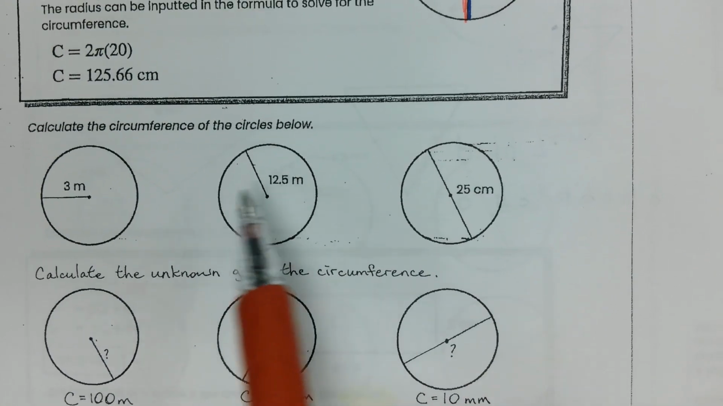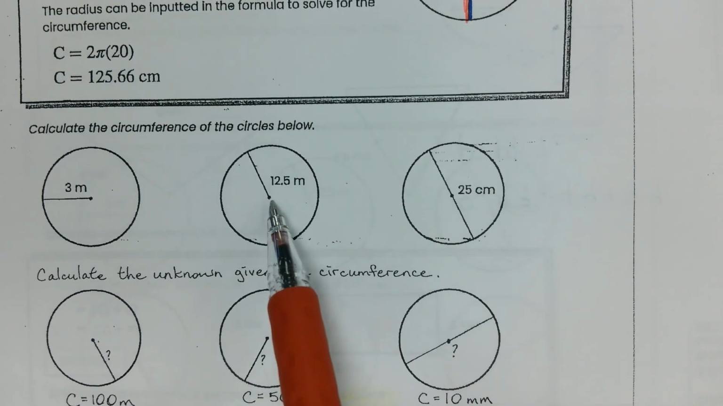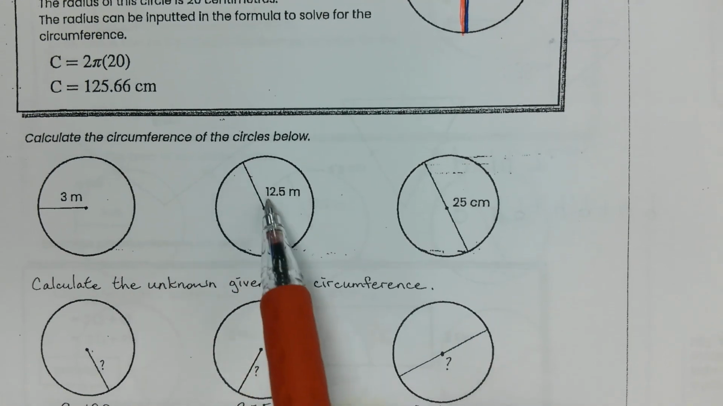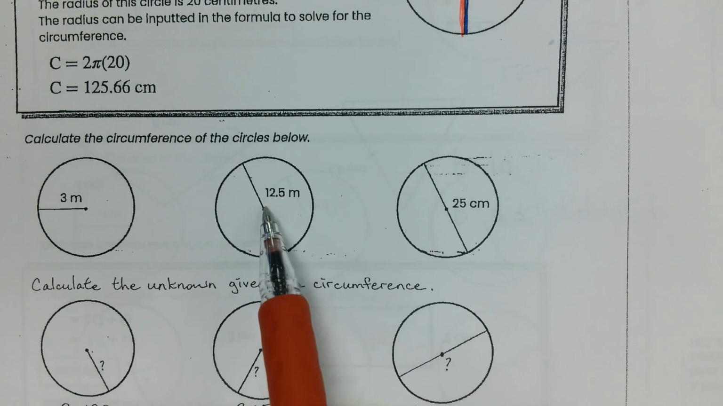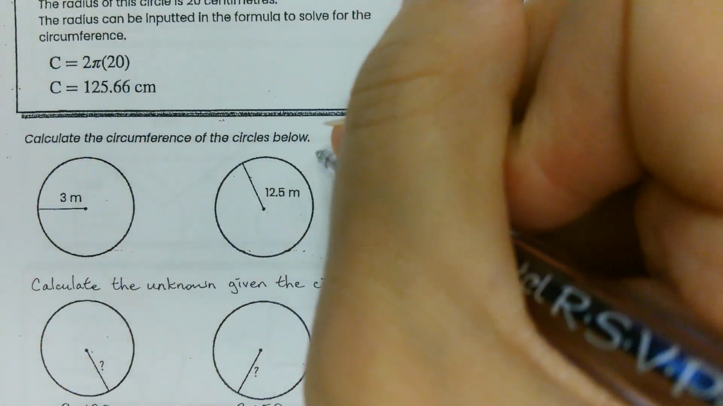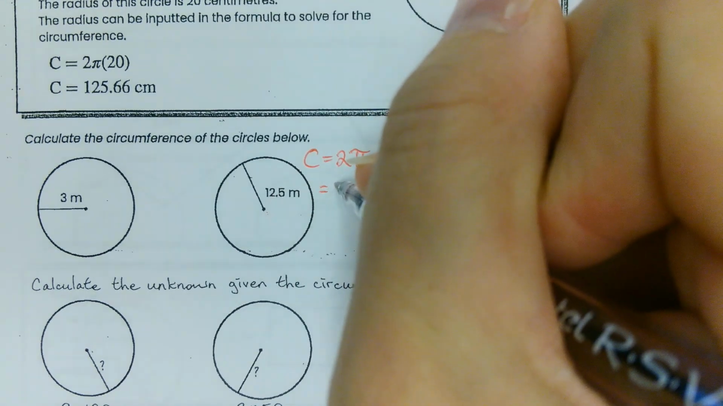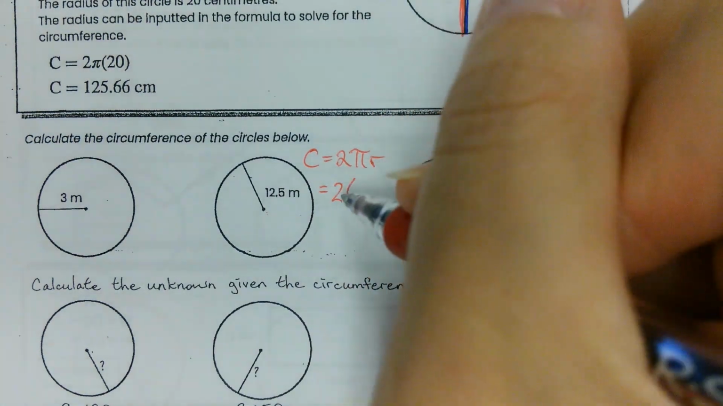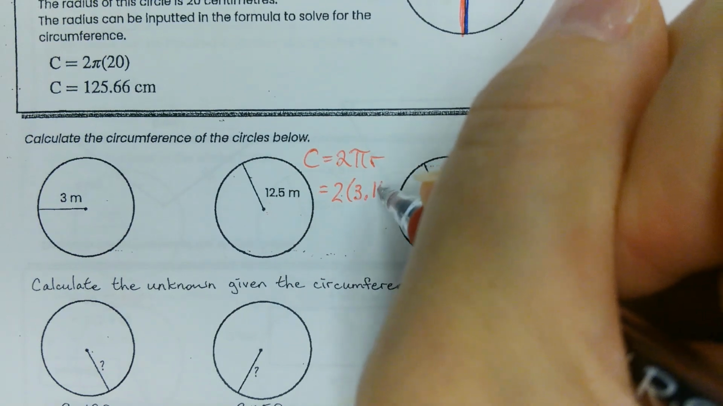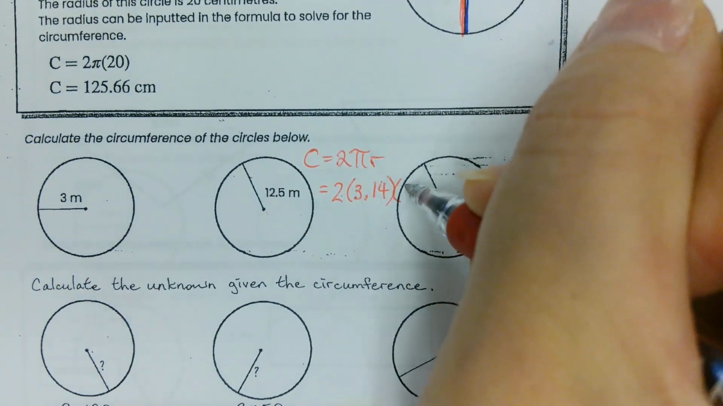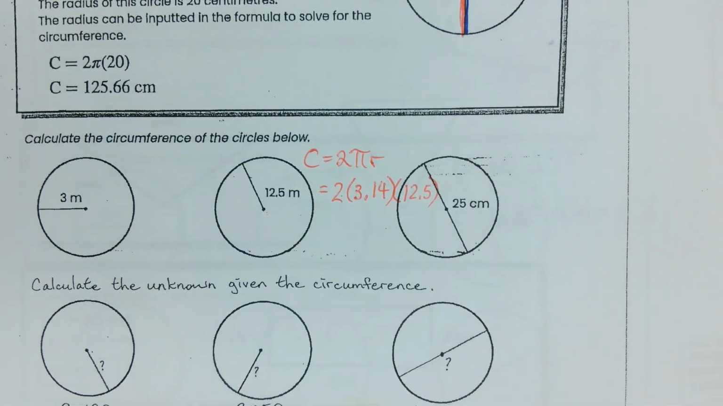Actually, no, let's do this one first. Okay, so did I give you radius or diameter here? Radius. So C equals 2 pi r. Oh, by the way, what is pi? 3.14. That's fine. Just use 3.14 and then 12.5.